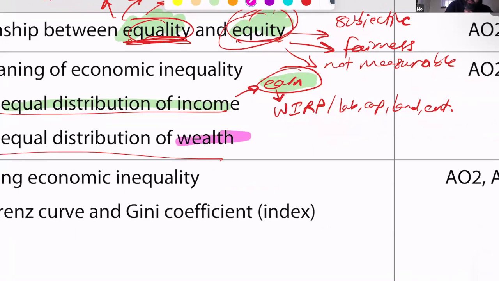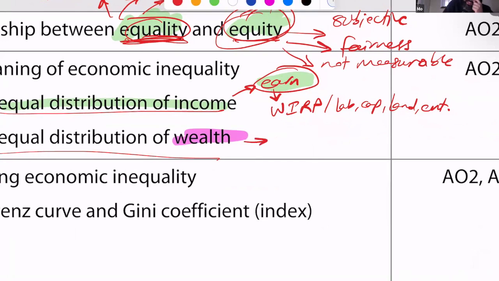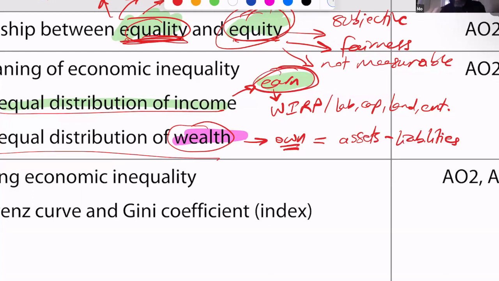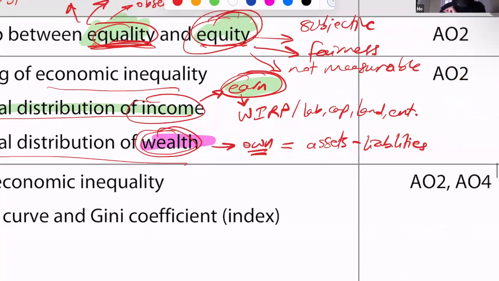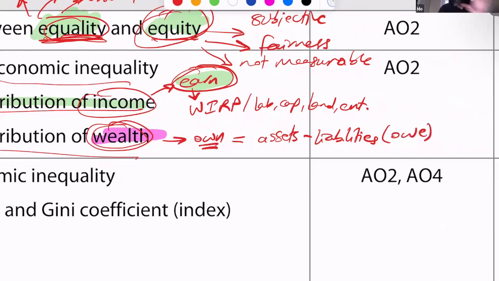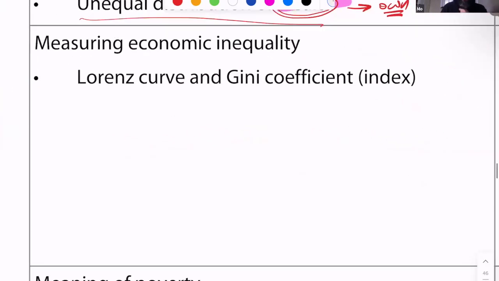Wealth, on the other hand, is what people own. What people own is equal to their assets, things that they own, minus their liabilities. Obviously, the more wealth you have, the more income you can earn because you can put these assets to use and use them to earn income. Okay? But there are two types of economic inequality. There is inequality in the distribution of income, what people earn, and inequality in the distribution of wealth, what people own minus what they owe. Okay? So liabilities is what they owe. All right? Fabulous. Now, how do we measure economic inequality?